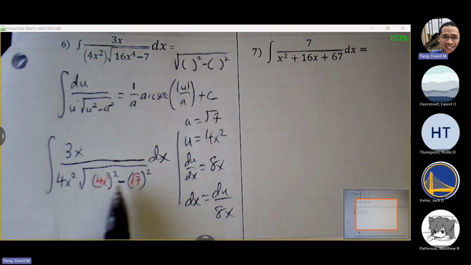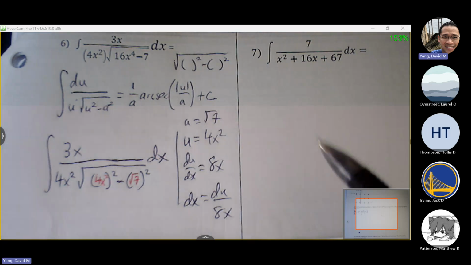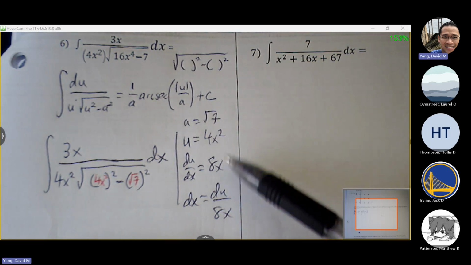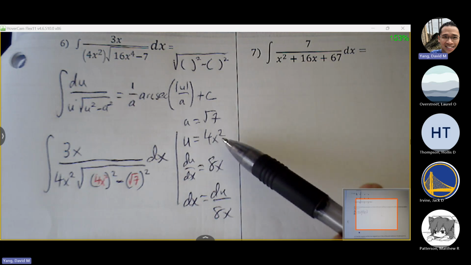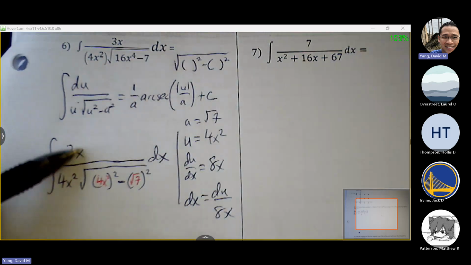Once you can identify those values inside the parentheses, you're staring at your appropriate a value and u value. The way you tell the difference between the a and u value is, does it have a variable in it? If it has a variable in it, that's going to be your u value. If it's just a constant, that's going to be your a value. So my a value is root 7. My u value is 4x squared. I still have to go through u substitution, because that 4x squared is going to produce something, and I also need to take care of this x. This x in the numerator needs to be paired up and canceled out.